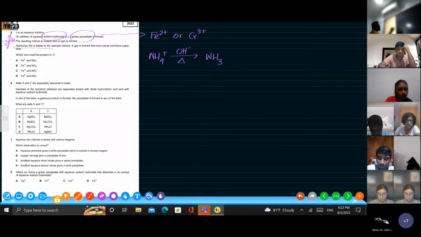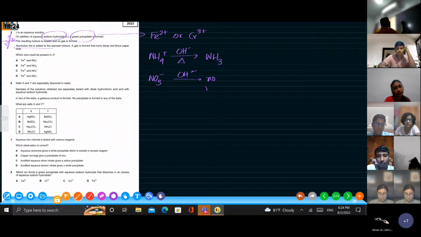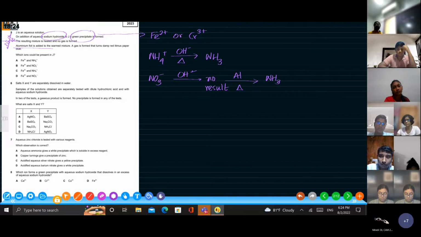How does that happen? When you have nitrate ions and you put sodium hydroxide, no result, no gas. But if you put aluminium as well and heat, nitrate becomes ammonia; it's a reduction. So with sodium hydroxide, no gas means no ammonium ions, but after putting aluminium, giving ammonia means you must have nitrate ions. Therefore, the answer is D. So this working will be really important.